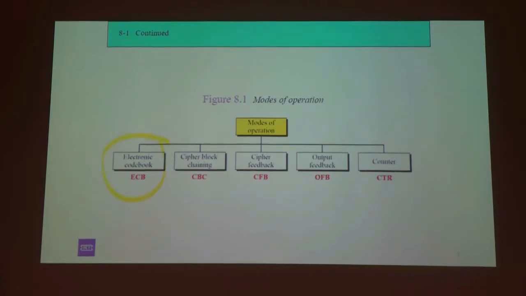The first one is the ECB, electronic code book, and this is the simplest one. Then we have the CBC, which is cipher block chaining, how to chain the blocks together. Then we have cipher feedback. Then we have output feedback. And then we have the CTR, or the counter. That's 5.